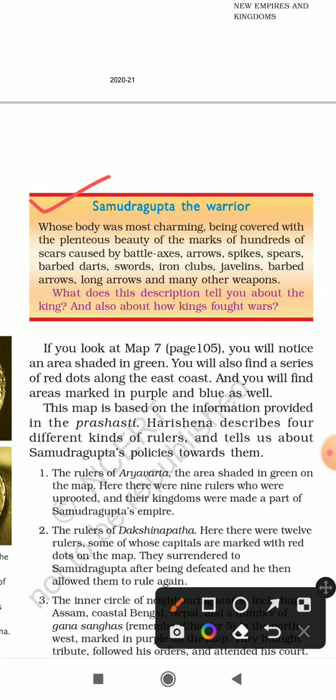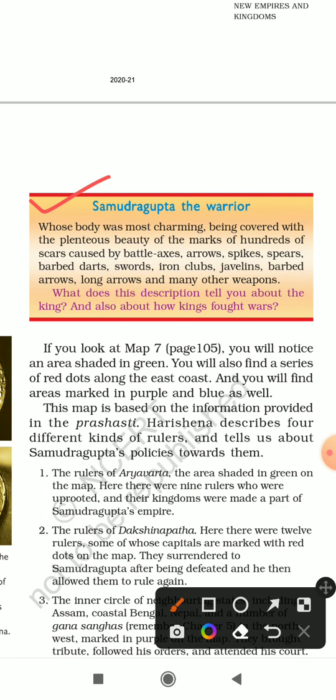Samudragupta, the warrior, whose body was most charming, being covered with plenteous beauty of the marks of hundreds of scars caused by battle axes, arrows, spikes, spears, barbed darts, swords, iron clubs, javelins, barbed arrows, long arrows, and many other weapons. Now, this description tells us that Samudragupta was a king who had actually fought a lot of battles.